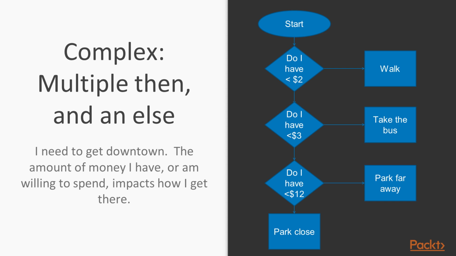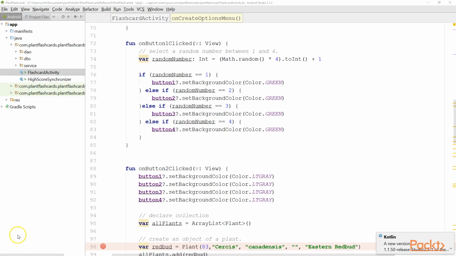Now if I have $15, do I have less than 2? No. So I go to the next step. Do I have less than 3? No. Do I have less than 12? No. Then I might park at a premium lot, which is up close and has a shorter walk. That's similar to what we did in our last video where we said, pick a random number. Is it 1? If so, turn the first button to a green background, and then we'll skip all these else-ifs that follow.